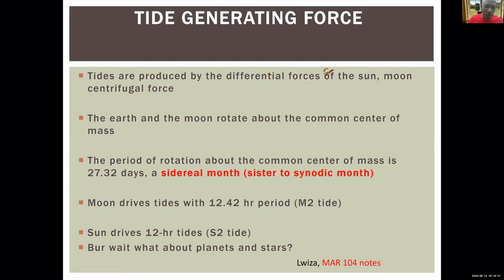So why 12.42 hours? It's because the moon is going around the earth, and it takes 27.32 days. After one day, when the earth has rotated round, the moon will have moved a tiny little bit away from where it was when it started. And so the earth needs to rotate a little bit more in order to catch up. And that is where the 0.42 hours comes from. Or for the full day, it will be 0.84, like 50 minutes, if you equate it. But that was the moon.